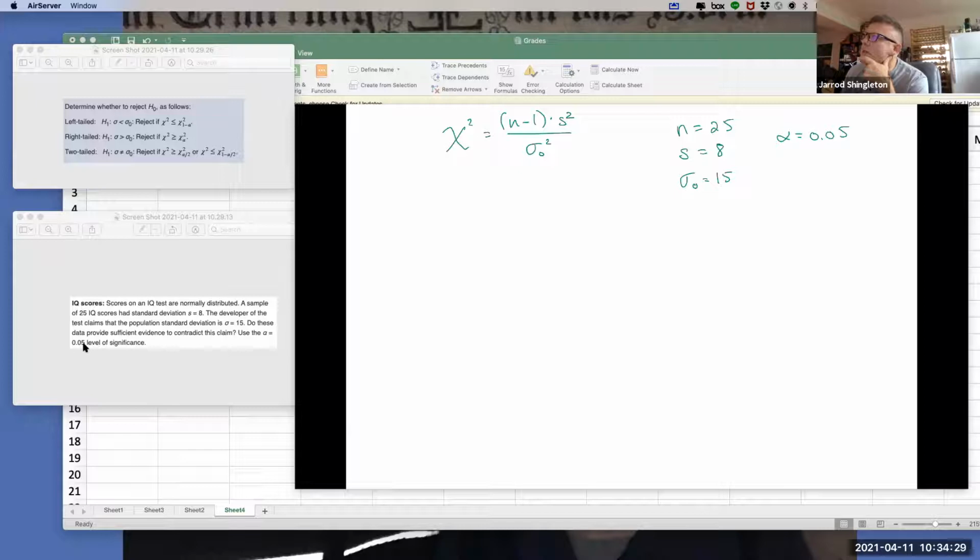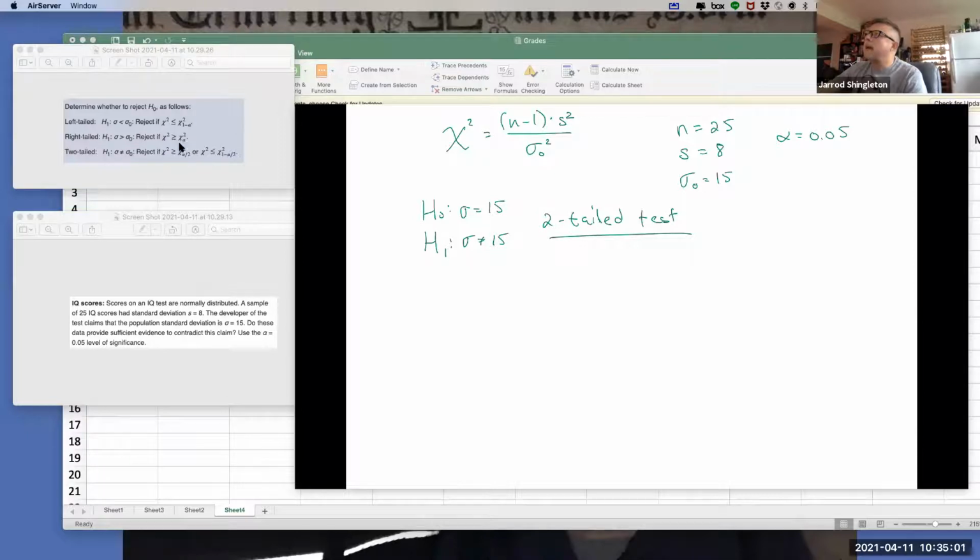Okay. So the first thing that I need to do is I need to take a look at this and I say, well, which hypothesis test I'm doing contradicts this claim. That is an indication that they're saying, hey, is it just not equal to 15? So my null hypothesis is always the boring one, sigma equals 15. This is what was stated. My alternative hypothesis for this one is sigma is not equal to 15. So this tells me this is a two-tailed test.